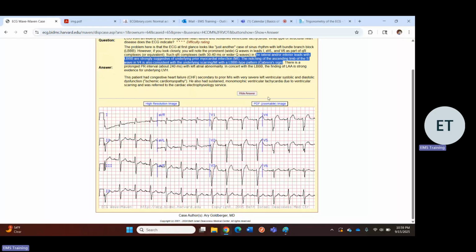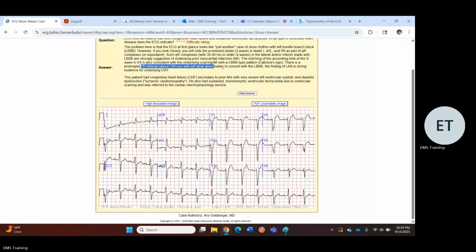Yep. There is a prolonged PR, about 240 milliseconds. We did talk about that. With left atrial abnormality, we did say that there are some notched P waves here. So there's a difference in the left and the right side of the atrial electrical activity. In concert with the left bundle branch block, the finding of LAA, what does LAA stand for? Left something aneurysm?